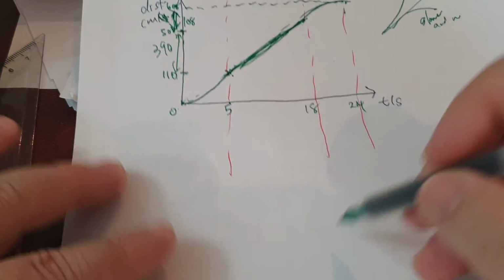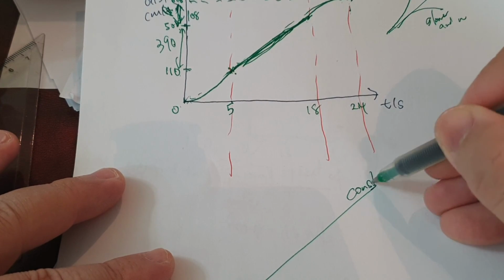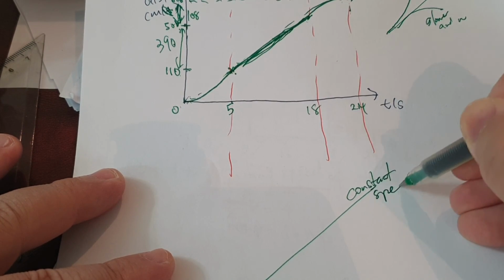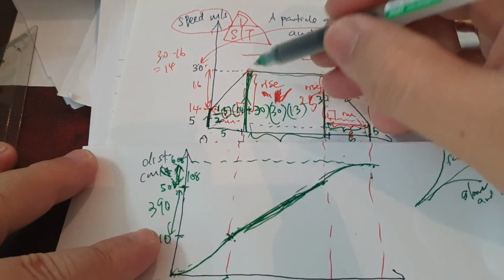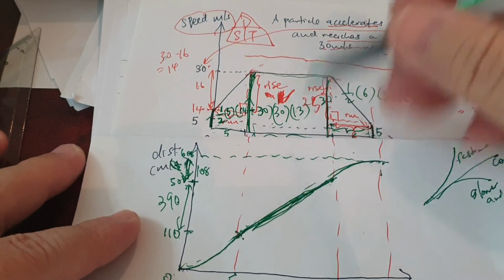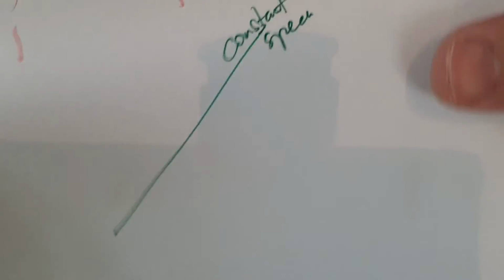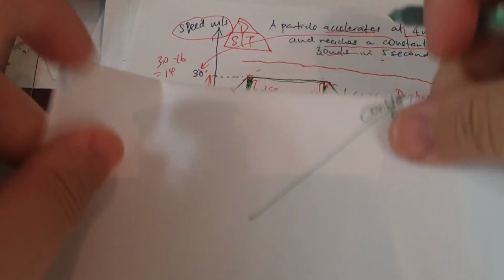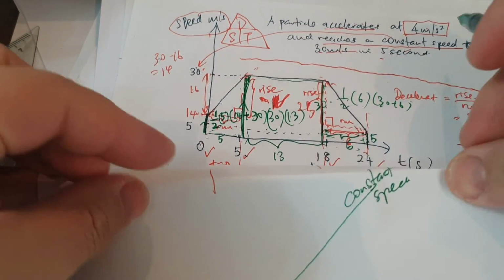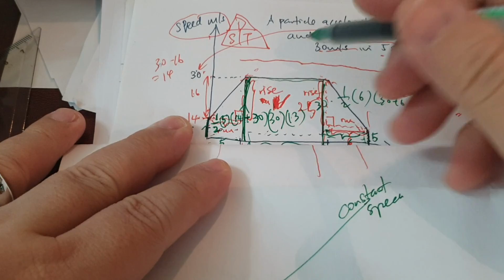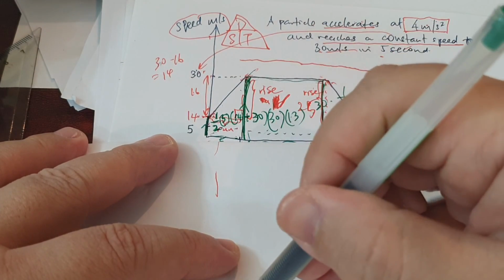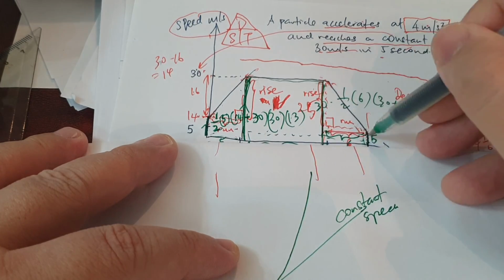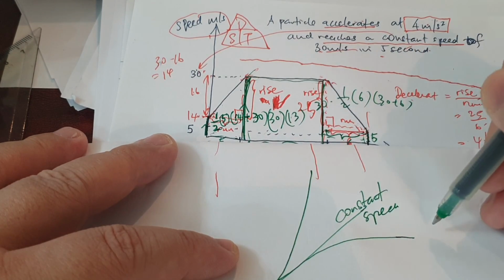Okay, then constant speed is like that. Meaning when you see a straight horizontal line, it is like that. Getting faster and faster and faster, accelerate is like that. Decelerate is like that. Okay, so that's all.